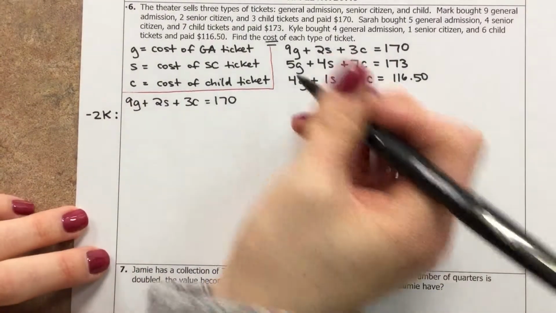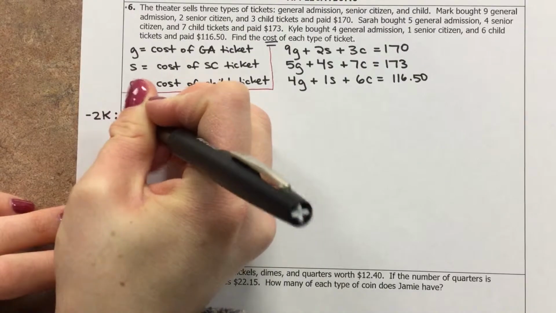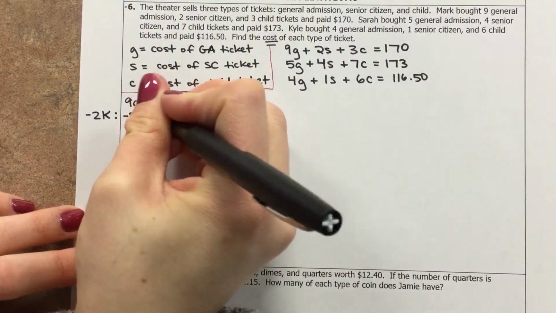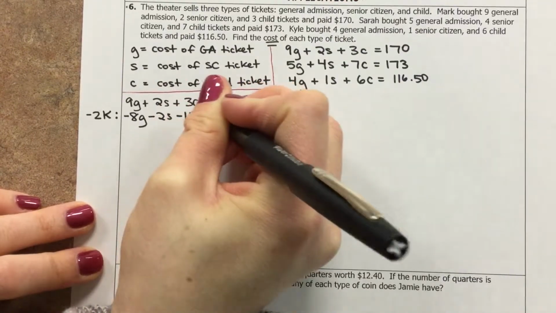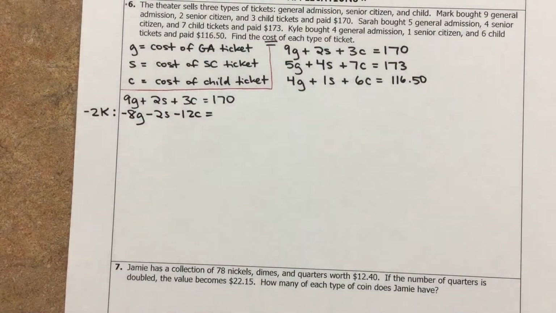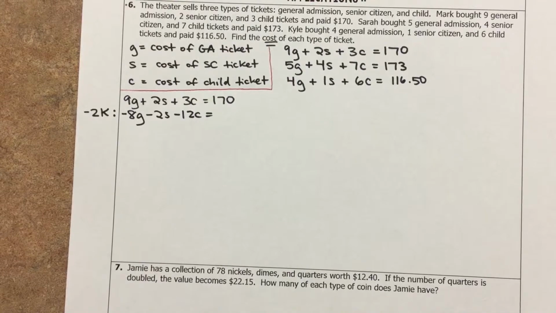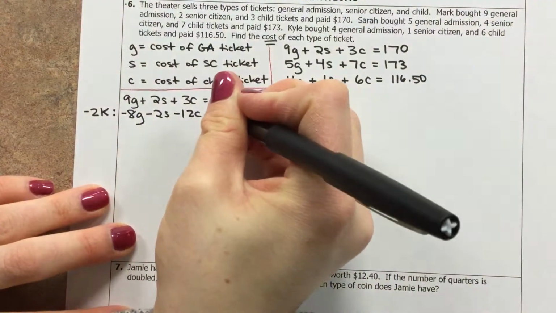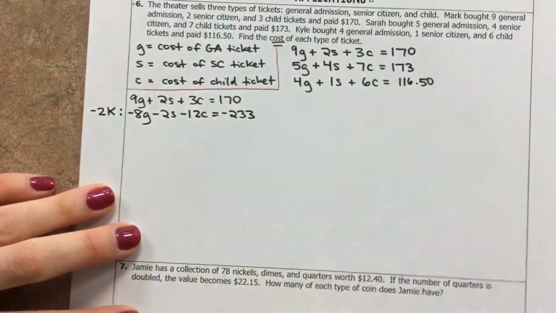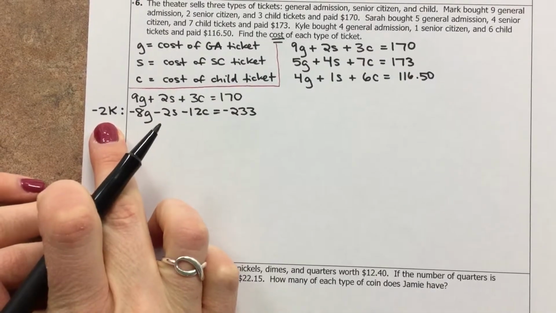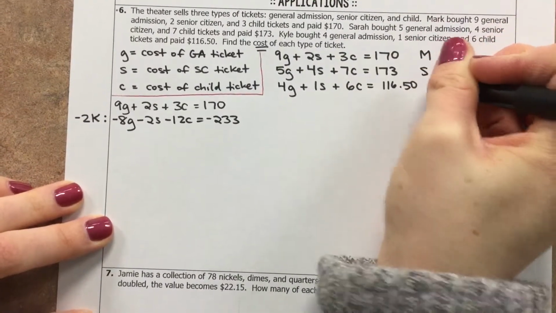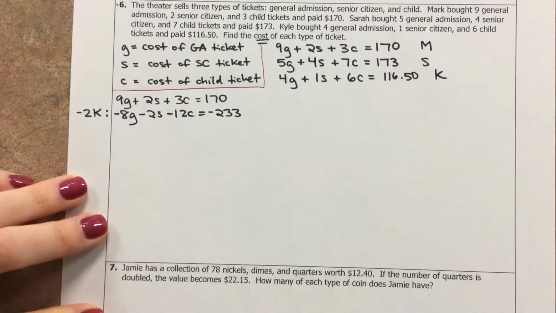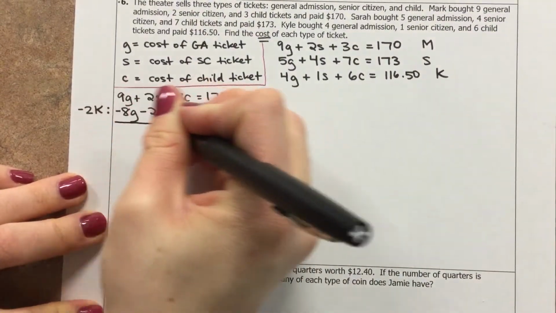So 4g times negative 2, 1s times negative 2, 6c times negative 2, and then 116.50, I'm going to use my calculator for that one, times negative 2 is negative 233. Okay, so I wrote this down just to remind you that this is Kyle's equation. So this is Mark's equation, Sarah's equation, Kyle's equation. This is just Kyle's equation times a negative 2, just so you know where those numbers came from.